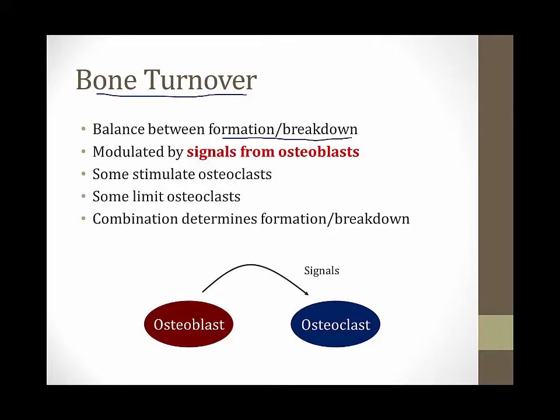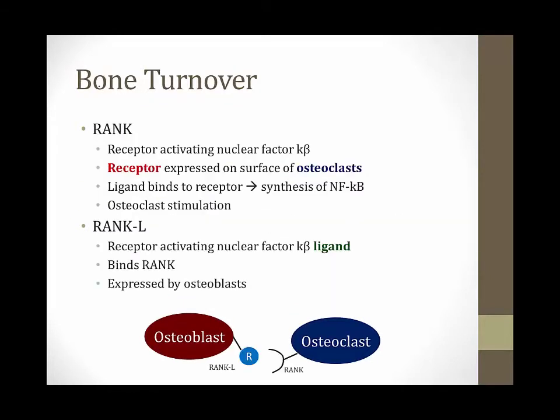What you need to understand is that this entire system of bone turnover is modulated by signals from the osteoblast. The osteoblast is really the controller of bone turnover, and the osteoclast is really just a slave to the osteoblast. These signals, which come from the osteoblast, some of them stimulate osteoclasts, some limit osteoclasts, and the combination determines the rate of bone formation and breakdown. The first signal from the osteoblast to the osteoclast that we're going to talk about is RANK and RANKL. RANK stands for receptor activator of nuclear factor kappa B. This is a big, long, confusing name, but basically RANK is just a receptor, and it's expressed on the surface of osteoclasts, as I've shown in my picture at the bottom of the screen here.